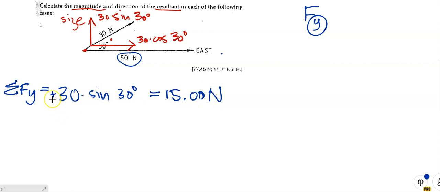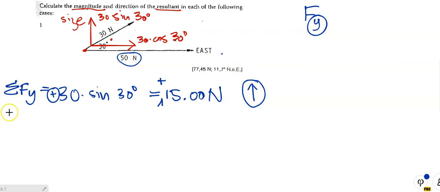Because my answer here is positive, it means the final vertical forces are going upwards. Why is it going upwards? Because of our sign convention. Now people, this sign here indicates direction, and this positive sign means that this is going upwards over there.